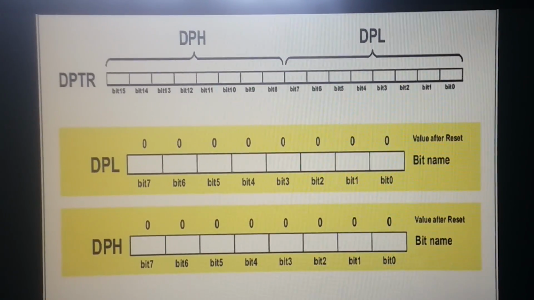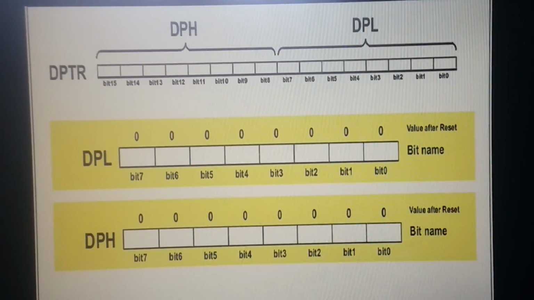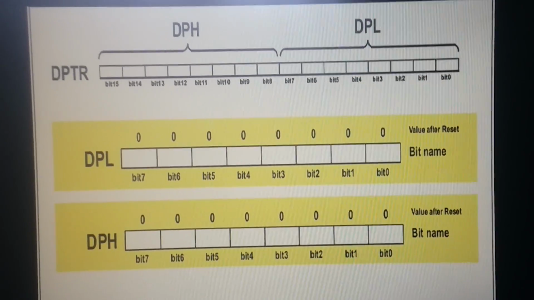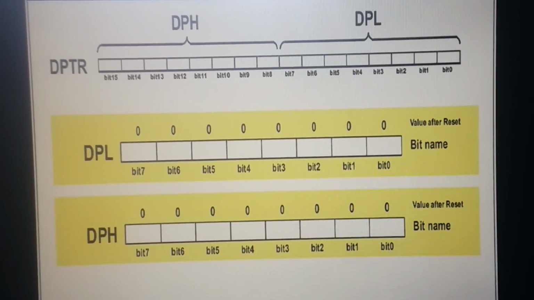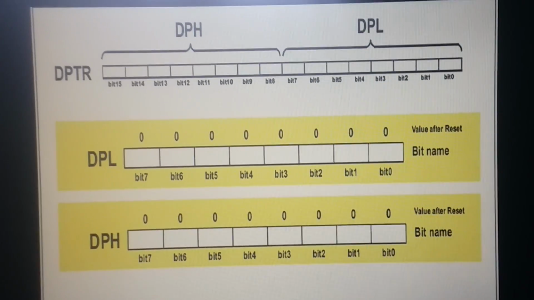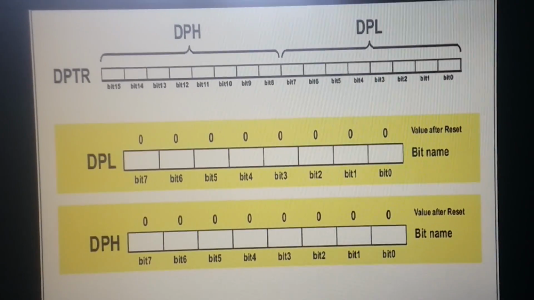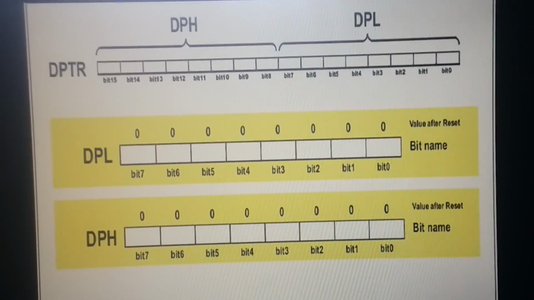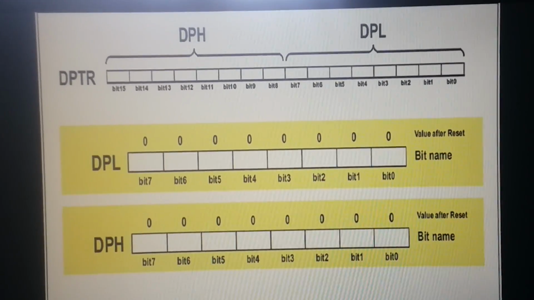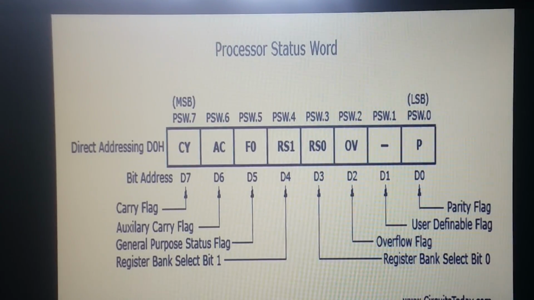Next comes DPTR. DPTR is the data pointer. It is used to hold the address of the data. It is split into two halves: DPL and DPH, where DPL depicts the data pointer lower order byte and DPH depicts the data pointer higher order byte.